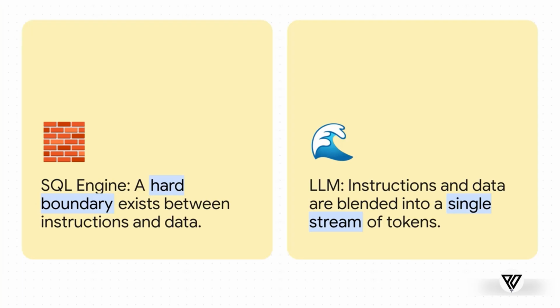This slide says it all, really. Look at the left side, the SQL engine. There is a hard, solid wall between instructions and data. The system knows one is code to be executed, and the other is just stuff. But now look at the right side, the large language model. That wall is gone. It's completely disappeared. Your instructions, the user's input, an attacker's sneaky message, it all just gets blended together into one long, continuous stream of text, which the AI sees as tokens. To the model, it's all the same.